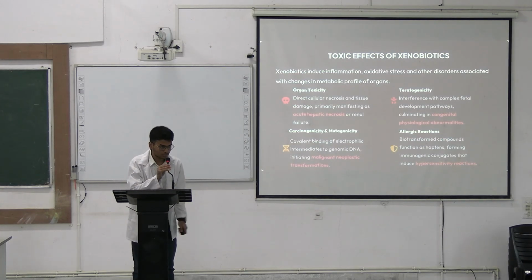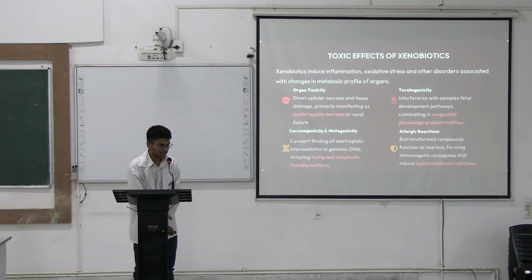Now we'll talk about toxic effects of xenobiotics. First is organ toxicity. Cellular damage or tissue damage can lead to acute liver necrosis. Then is teratogenicity and genotoxicity, which is interference with complex fetal metabolic pathways that can lead to congenital physiological abnormalities.